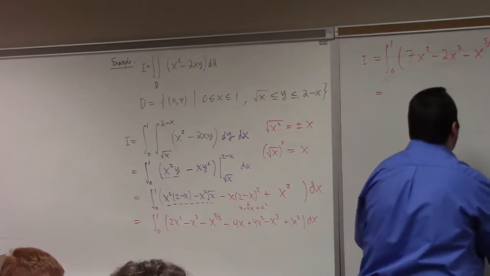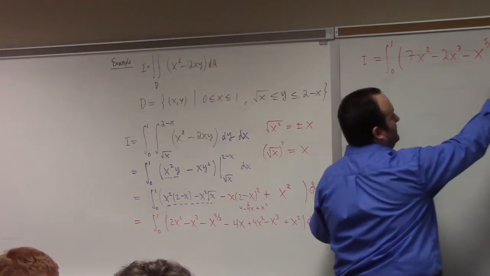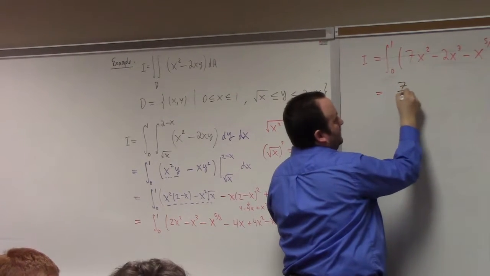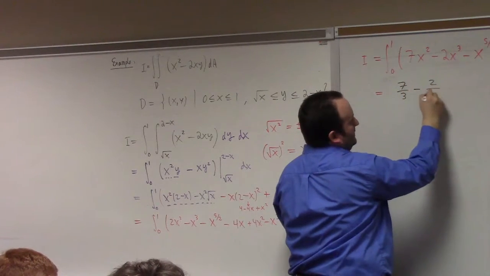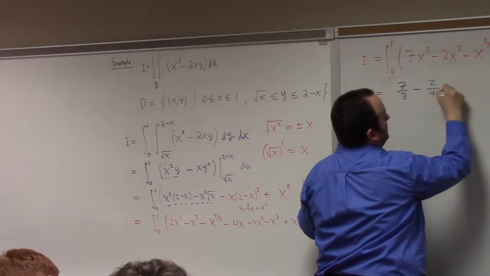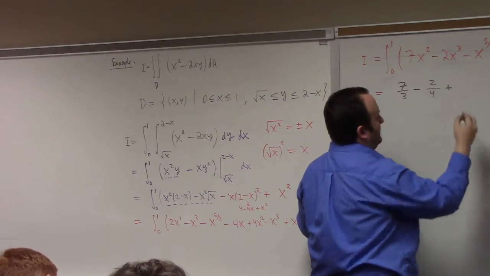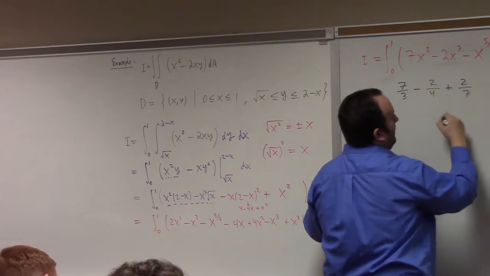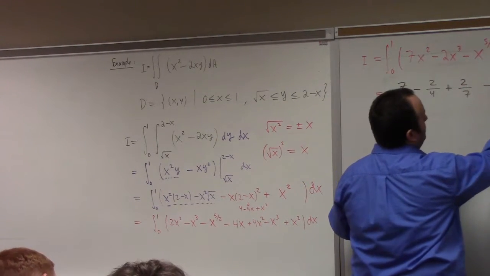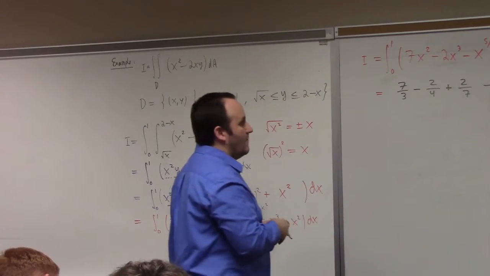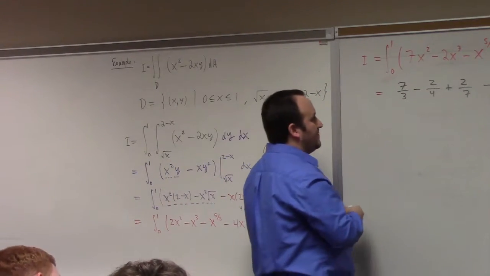Then, this integration we can do without a lot of thinking, right? So this gives me 7/3 minus 2/4 plus, let's see here, 5/2 plus 1 is 7/2, so that's 2/7. And minus 4/2, which is 2, thank you. So then, whatever that is, yeah.